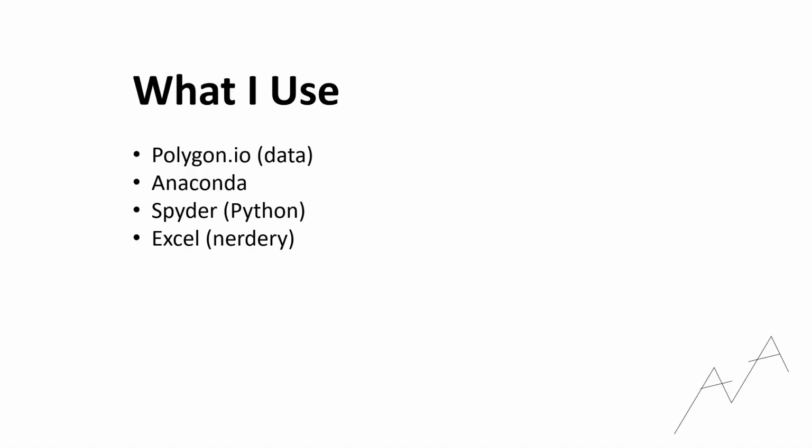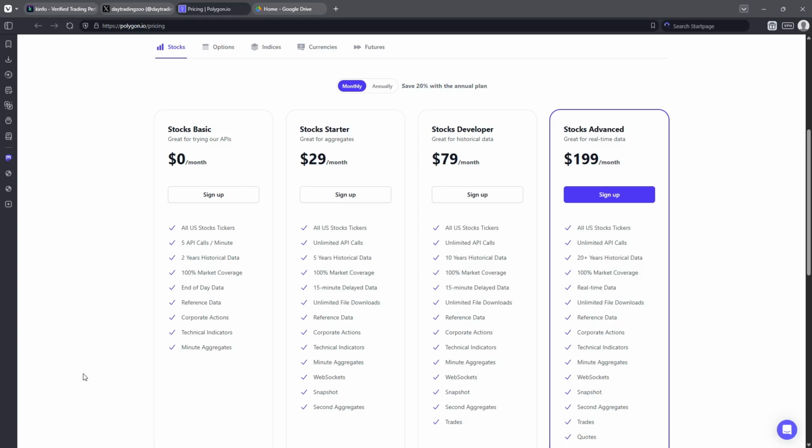Next, I want to talk about what I use. You can see here I use Polygon.io for data. I use Anaconda, Spyder, that's where all the Python goes, and Excel for various other nerdery. This is a peek at the pricing tiers that Polygon offers on its different packages. I usually end up in the stocks developer category there. The $79 a month package gives me what I need.